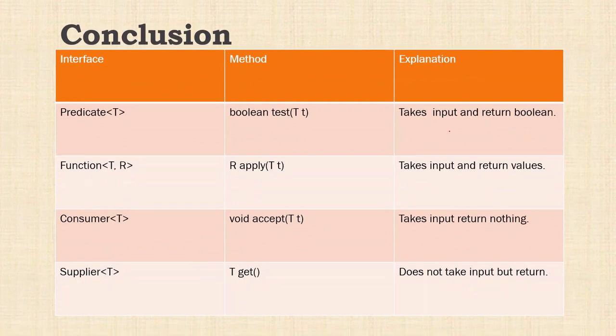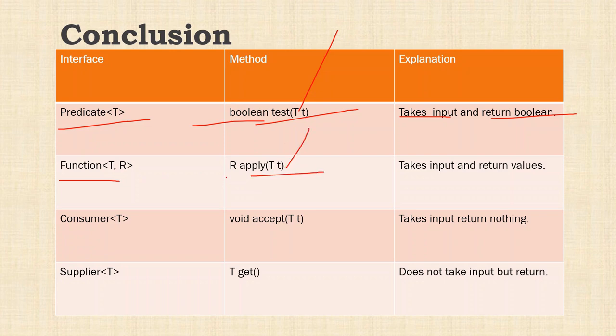So we are going to see the conclusion of Predicate, Function, Consumer, and Supplier. In easy language, I'm trying to make you understand. This is the Predicate interface. Inside the Predicate there is a test method which takes input and returns boolean. In the Function interface there is only one method, which is apply. It takes one input and returns a result, or output. So it takes input and returns a value, which may be integer, string, double, anything according to the requirement.